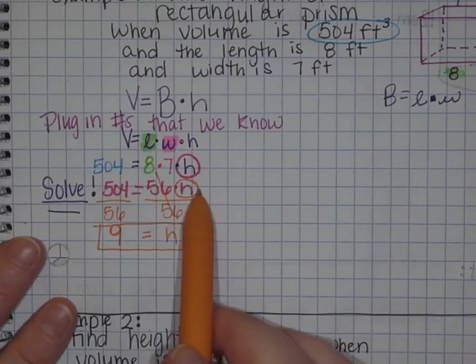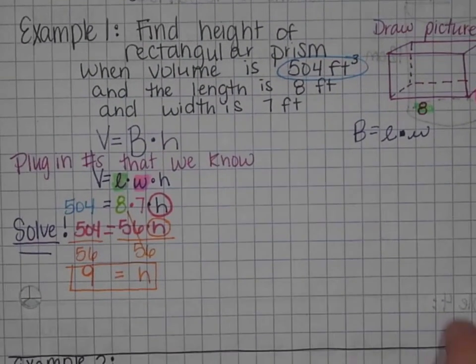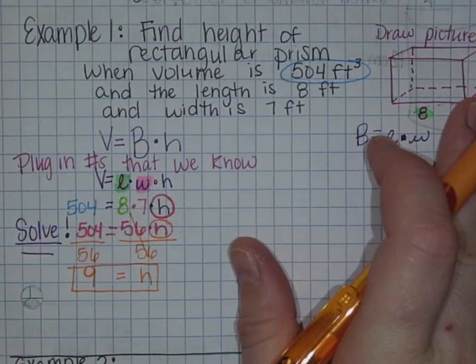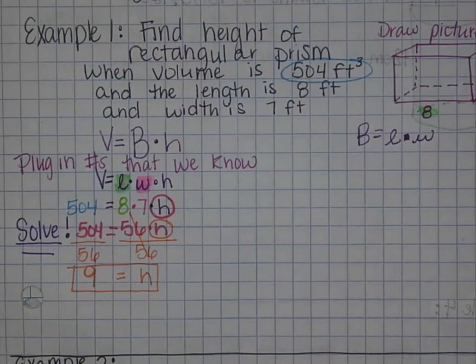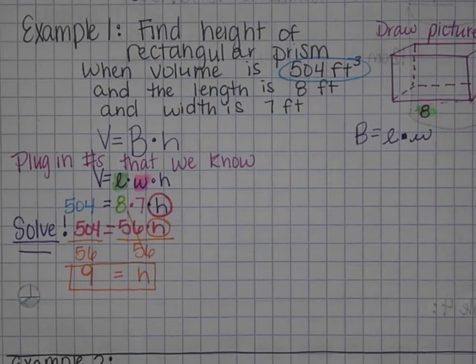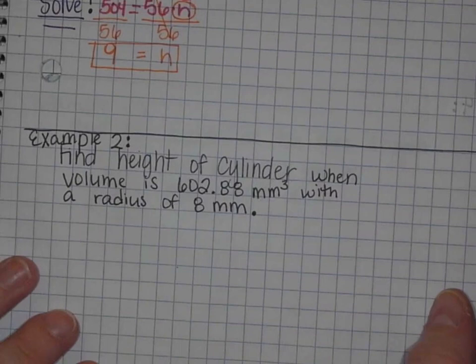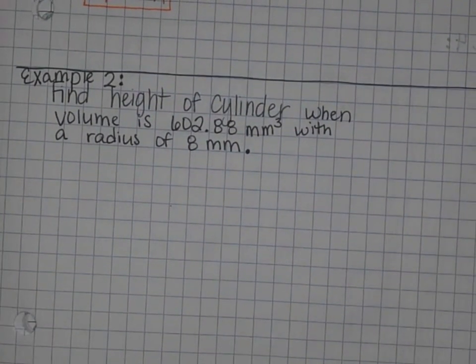So remember, to solve, you have to do the opposite operation. All right, so this is the more simple one because you're not having to use pi. But our actual goals are talking about using cylinders, cones, and spheres, which all use pi. So now we're going to do this one. Again, write this down, pause the video if you need to, and I'm going to start.